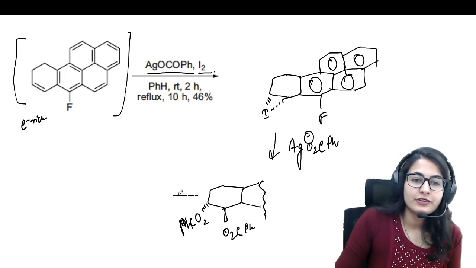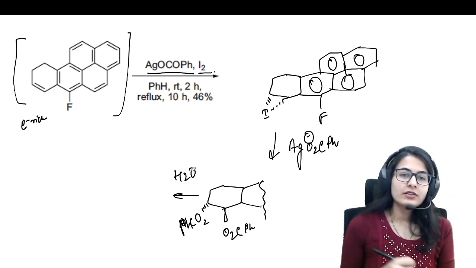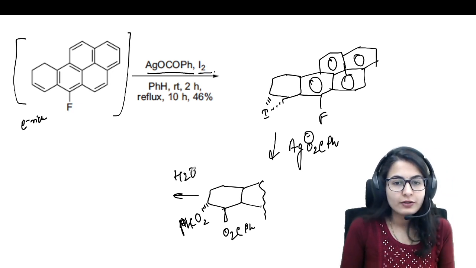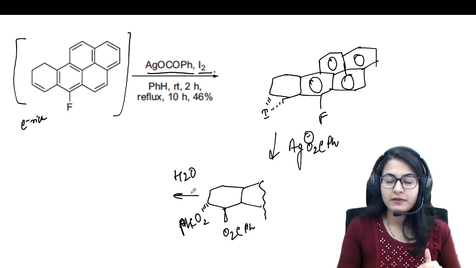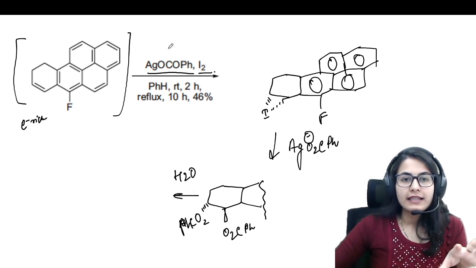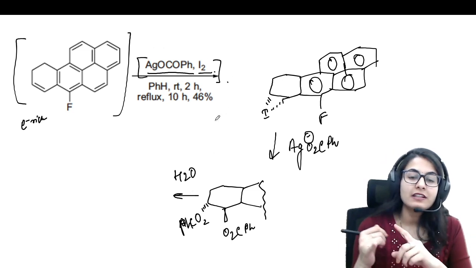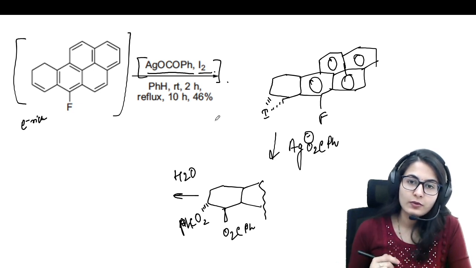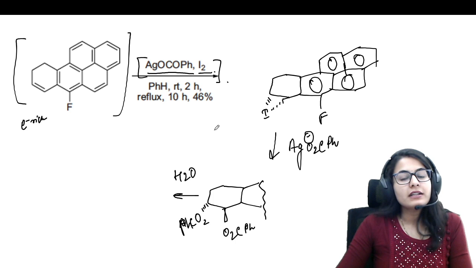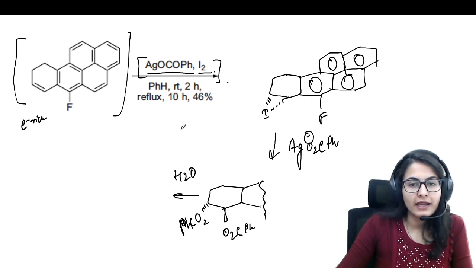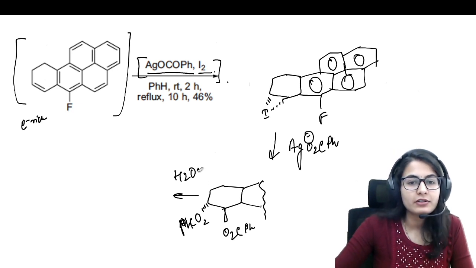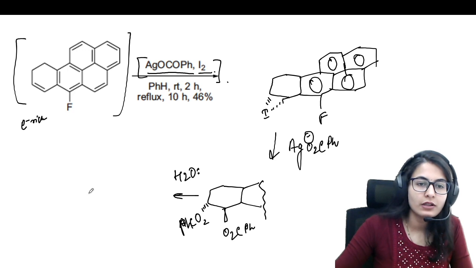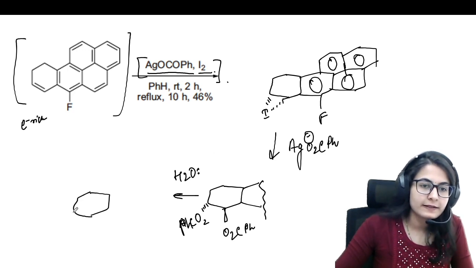So your final answer should be, see, there is no water as of now, but if in the CSIR options it is mentioned that it is like this only, and you have the diacetate or the dibenzoate product, you are going to stop over there. But usually we don't stop, and after getting the diacetate or the dibenzoate, you are going to do the hydrolysis. In this way, it will be OH and OH over here.